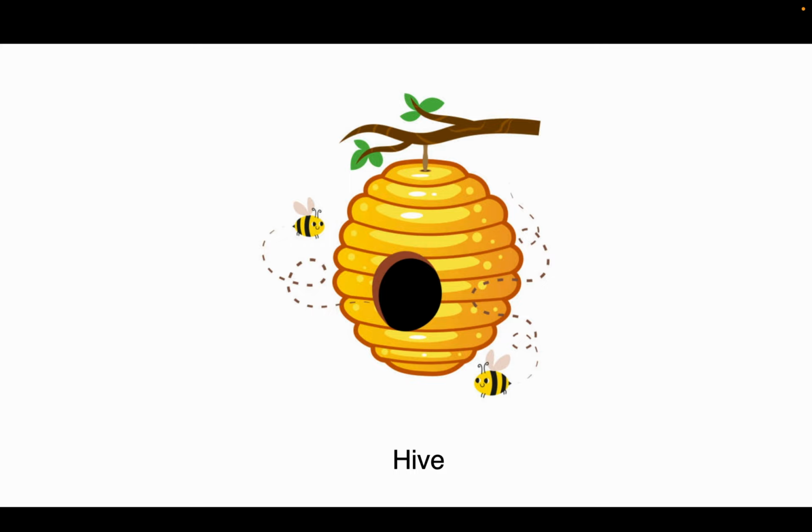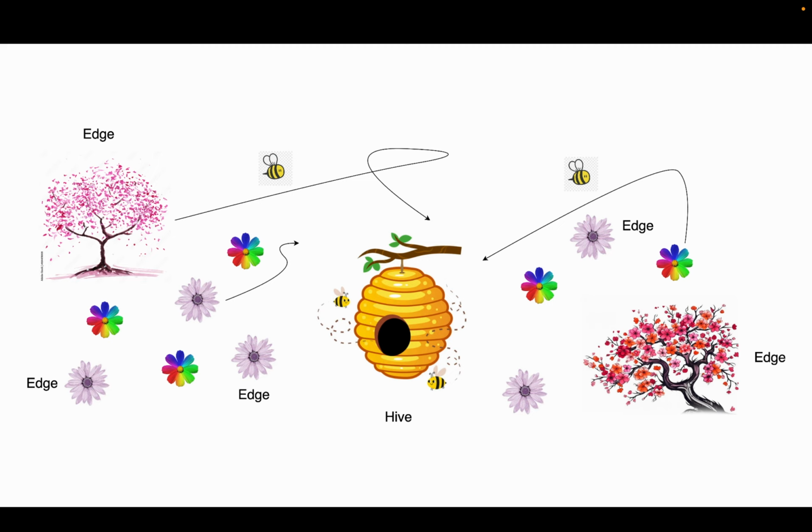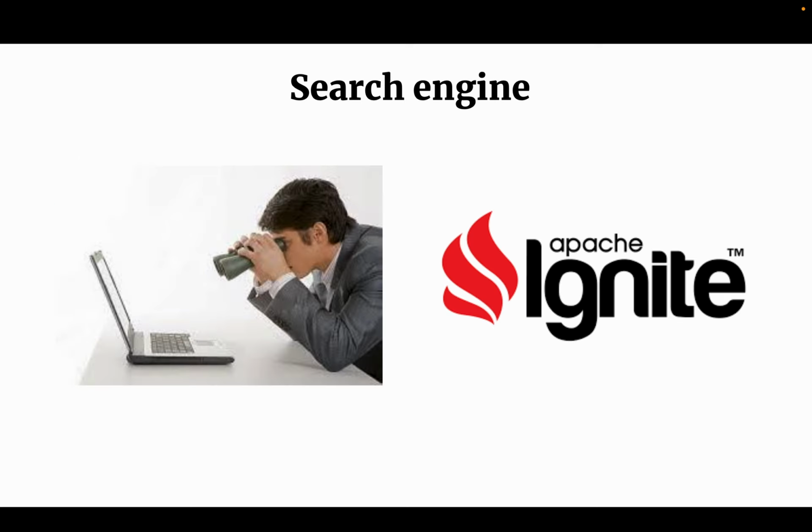You can think of Hive as a beehive and Edge as trees or plants. Bees collect pollen from plants or trees and bring it to the hive. In the same way, Edge collects data and sends it to Hive. We use Apache Ignite as our search engine.